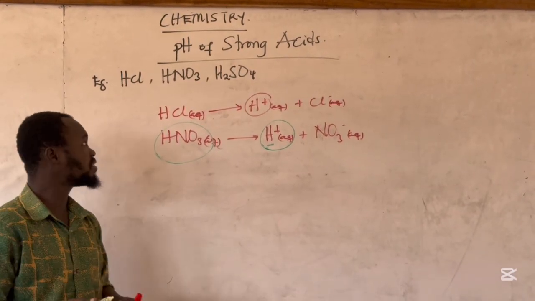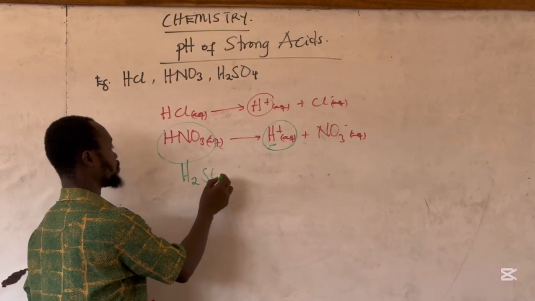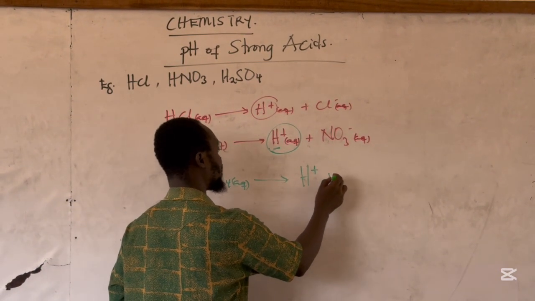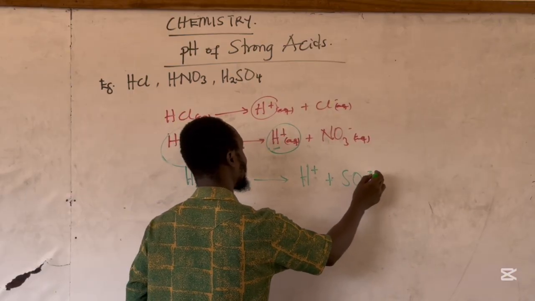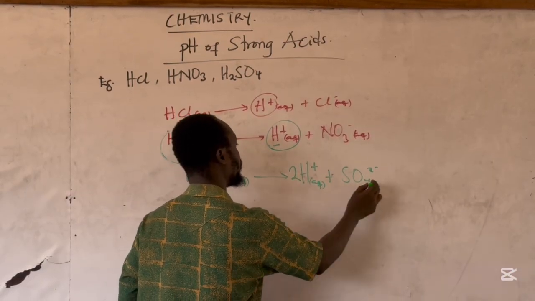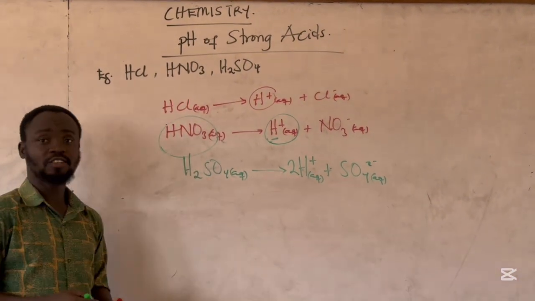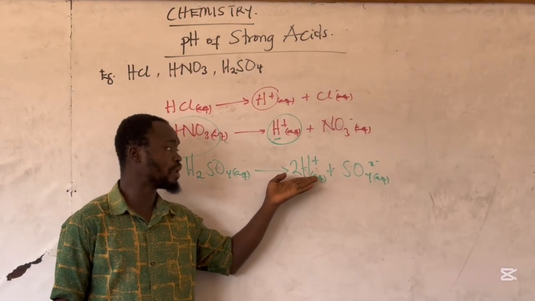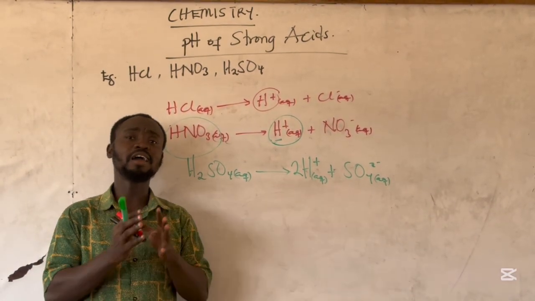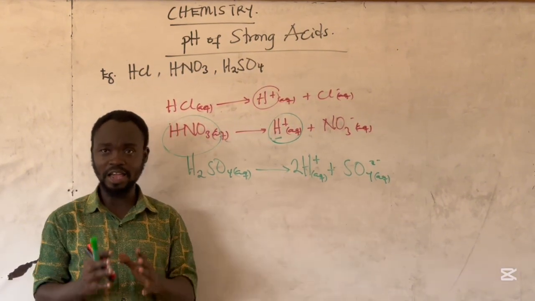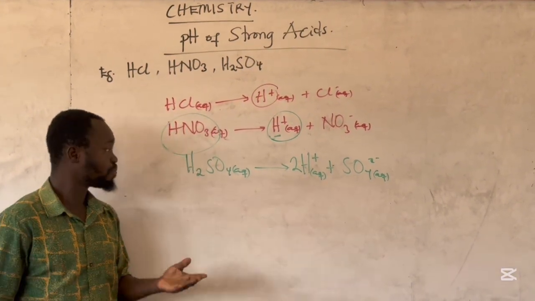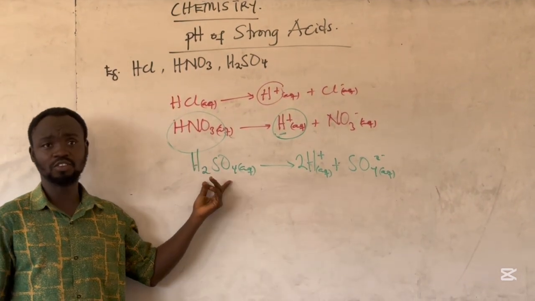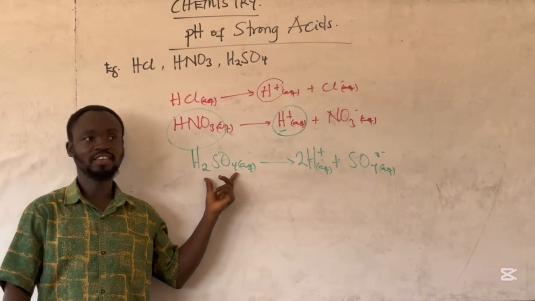But when I take H2SO4, in its complete ionization to give us H plus and then SO4 2 minus, we are going to get 2 moles of the H plus ions. So the complete ionization of the H2SO4 gives 2 H plus ions, indicating that it is a diprotic acid. For diprotic acids, the concentration of the H plus ion is just twice the concentration of the strong acid stated in the question.